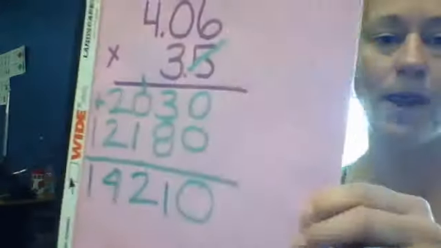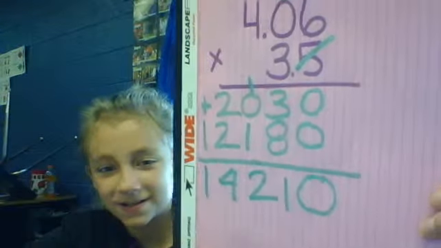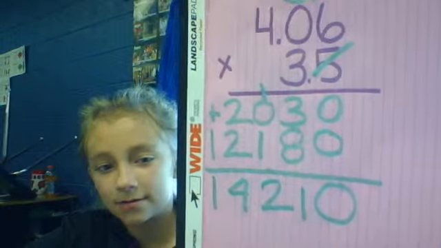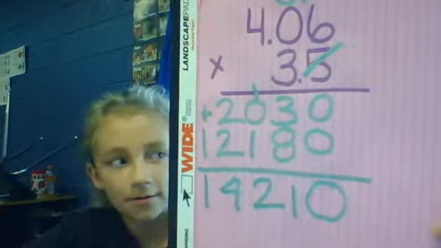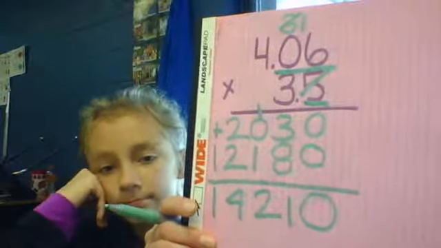Now the tricky part. Now we need to figure out where our decimal goes. Sorry, I'm trying to cover up me, not her. And the way that we do this is we underline all numbers behind the decimal. So if you look, we've got a 0, we've got a 6, and we've got a 5. So I'm going to go ahead and underline those. Which tells us that we are going to need 3 numbers after our decimal.